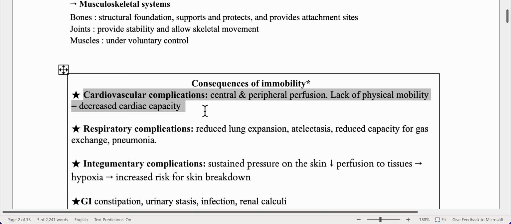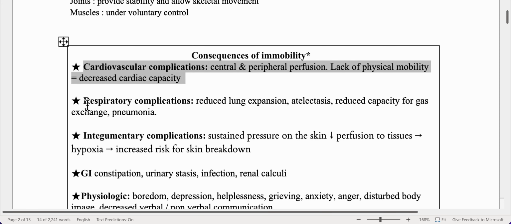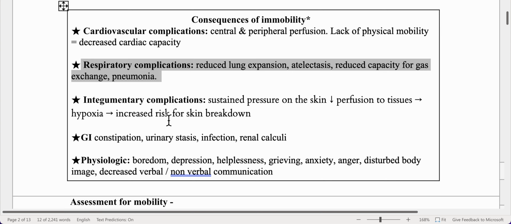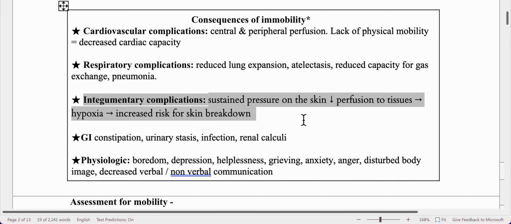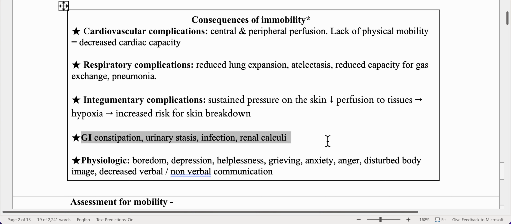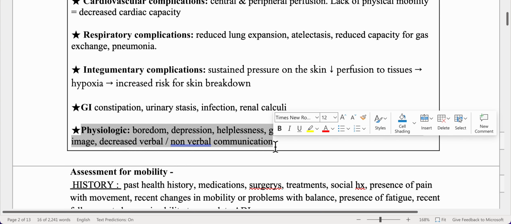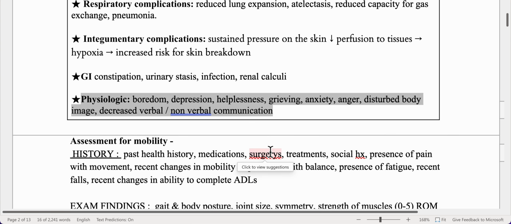Consequences of immobility. Cardiovascular complications affect central and peripheral perfusion; lack of physical mobility equals decreased cardiac capacity. Respiratory complications: reduced lung expansion, atelectasis, reduced capacity for gas exchange, pneumonia. Integumentary complications: sustained pressure on the skin decreases perfusion to tissues, leading to hypoxia and increased risk for skin breakdown. GI: constipation. Urinary: stasis, infection, renal calculi.